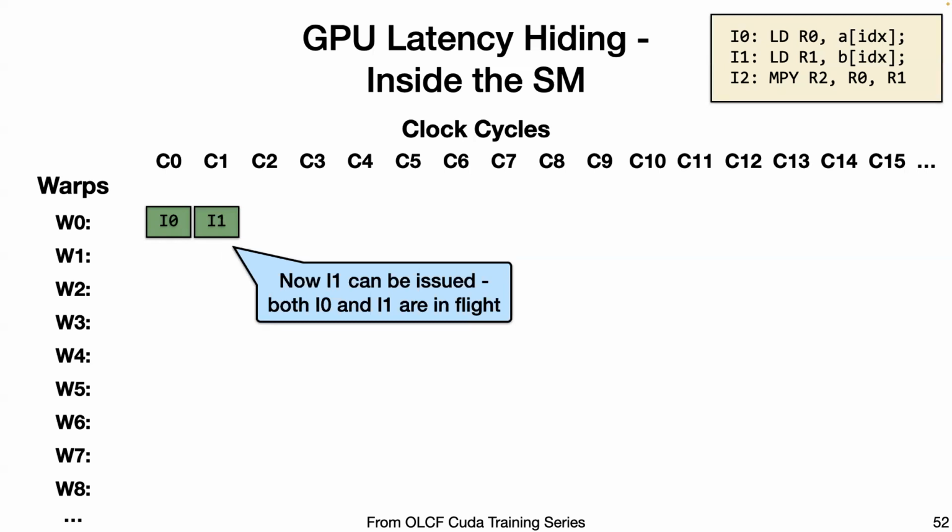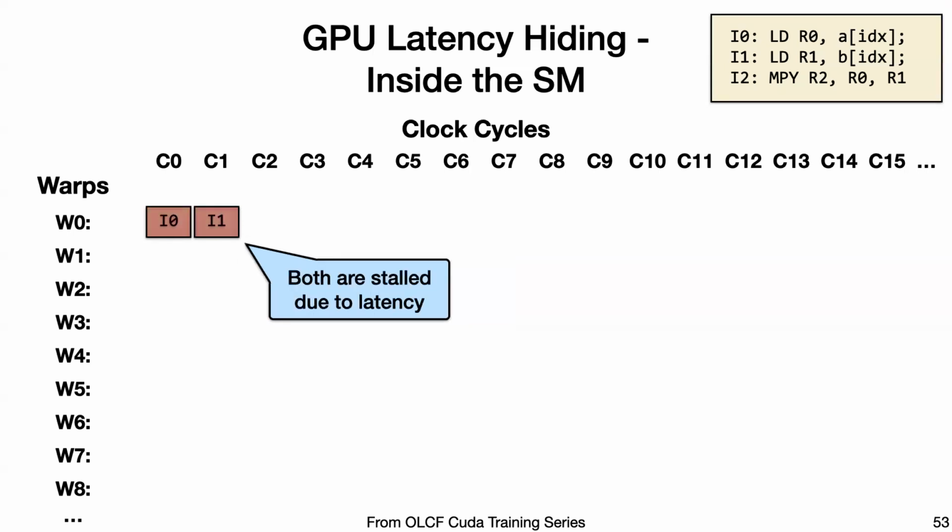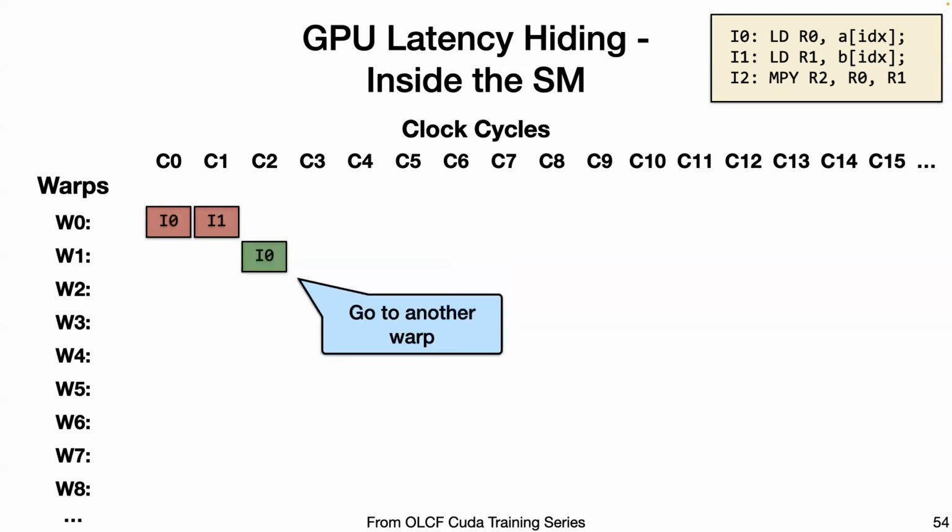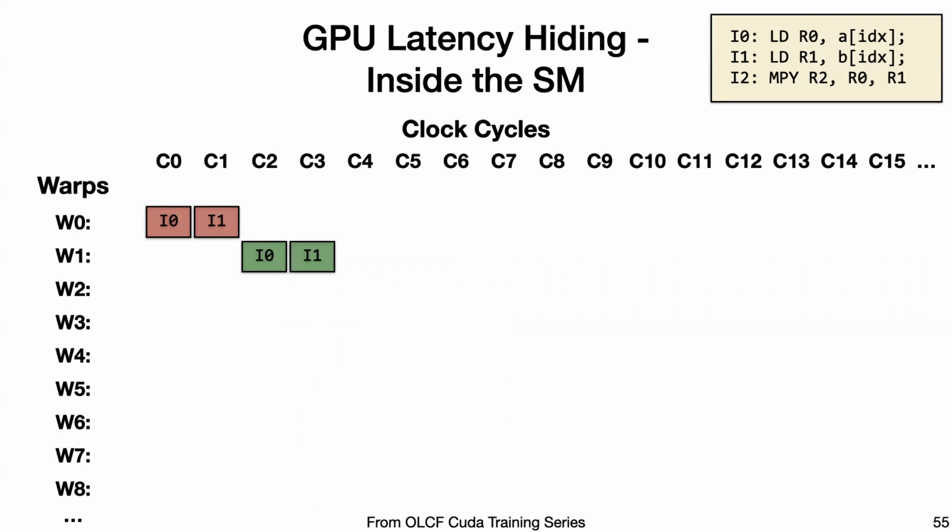I0 is issued, and now you can issue I1 while you're waiting for the first load to finish. So both I0 and I1 are in flight, and you're waiting for the load. But now you have an issue, because both are waiting and you can't do this multiply until you get both. So what the scheduler will do is, for a different warp, issue I0 for a different element. So now you go to another warp and issue this one, and then you have the same issue, so you run into latency again.